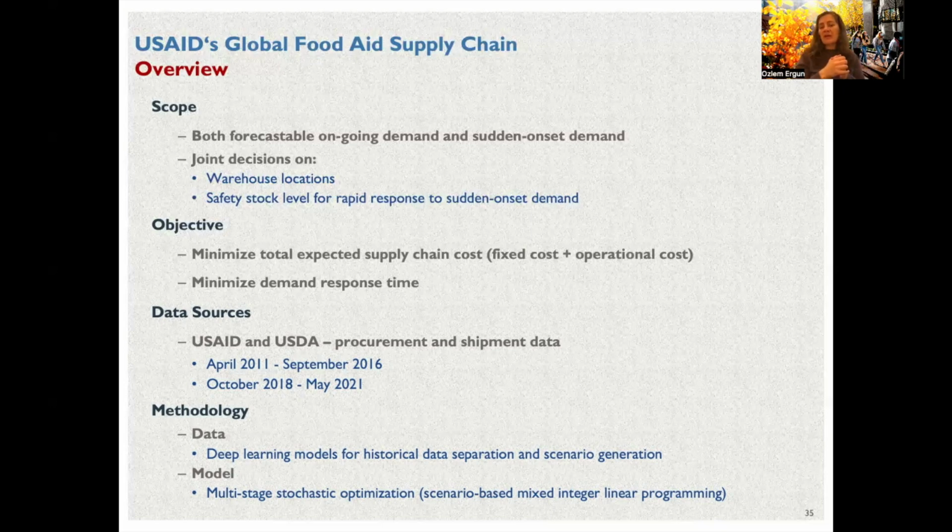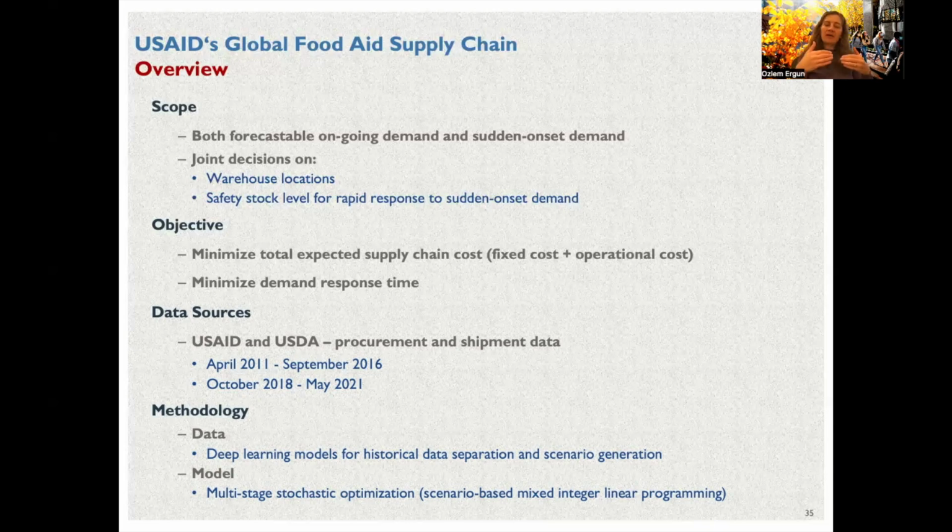So the first thing that we did was we used deep learning models for taking in the historical data and labeling it into ongoing and sudden onset demand. And then from there, generate different types of scenarios.